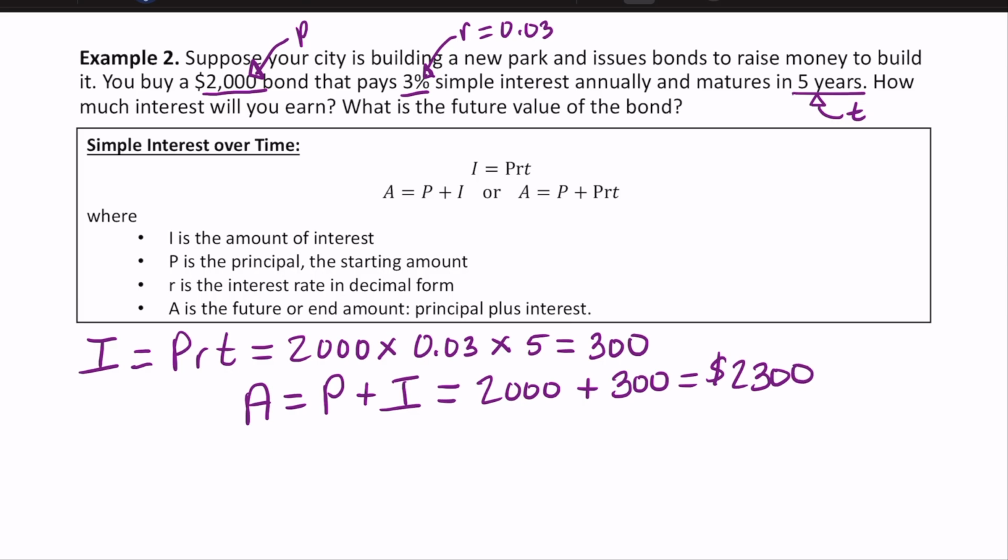So we paid $2,000 for this bond to help them build their park. And when we return the bond in 5 years, we actually are going to receive $2,300 back for our investment in helping build this new park.